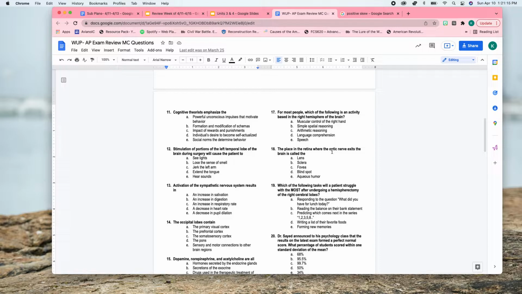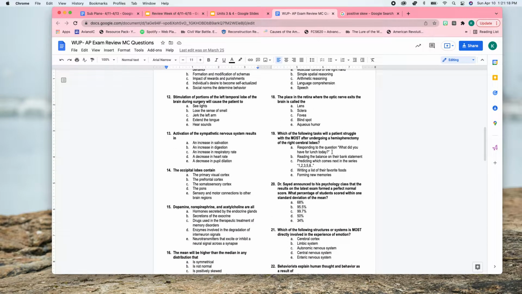Number 19, which of the following tasks will a patient struggle with the most after undergoing a hemispherectomy of the right cerebral lobes? So remember, a hemispherectomy is when they remove one hemisphere from your brain. So they remove half of your brain. This can only be done on the right cerebral hemisphere. Why? Because all of your language production and understanding is in the left side. So if we eliminate the left side of your brain, you are unable to have any communication. And so we just can't do that. So only the right side is the one that can be removed. So the correct answer for 19 is actually going to be D, writing a list of their favorite foods.